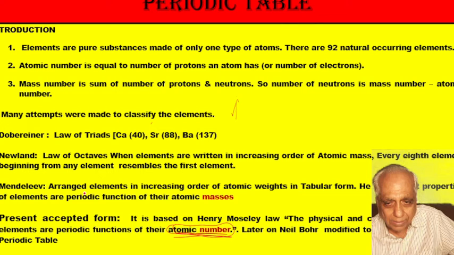and 7 periods, and below the periodic table we have 2 series. This is called the lanthanide series, this is called the actinide series. We are just observing what this table is made up of. So we can say the modern periodic table has 7 periods, 18 groups and 2 series at the bottom of the table.